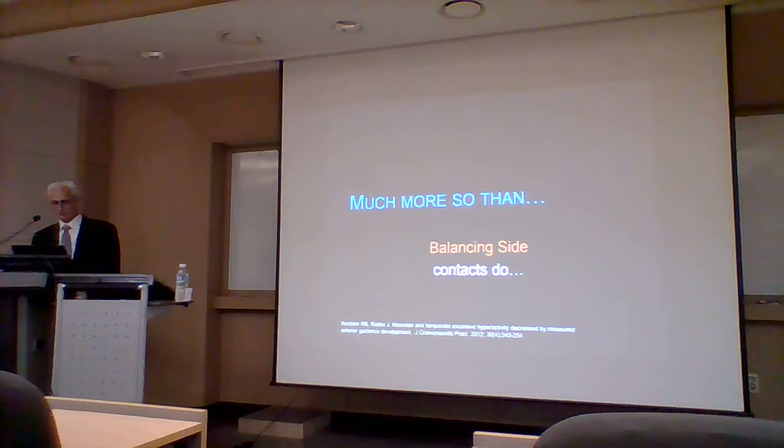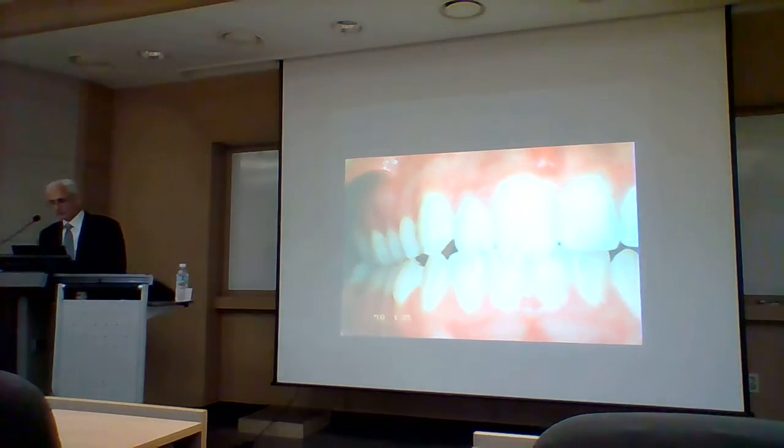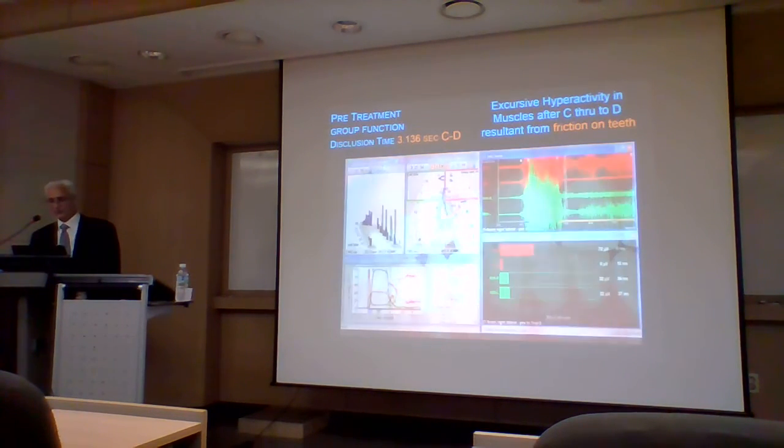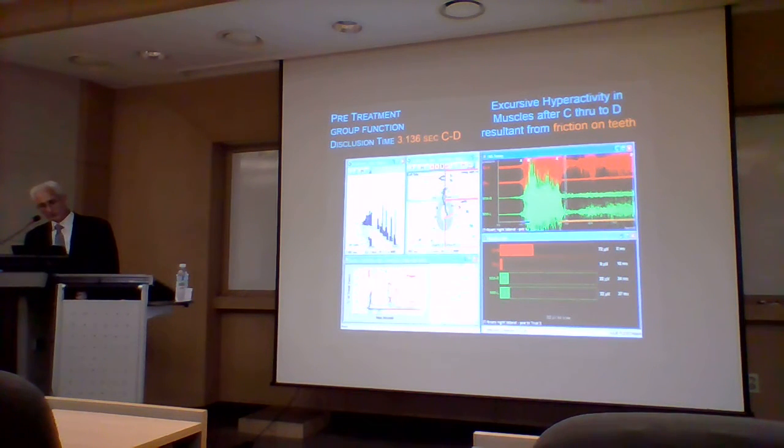So here's an example of that. This is a headache patient, and you can see she has a working side group function despite having hand-on contact. And when we look at her T-scan EMGs, you see that she has a working side group function and very high muscle firing in the right temporalis, which is why she has headaches.